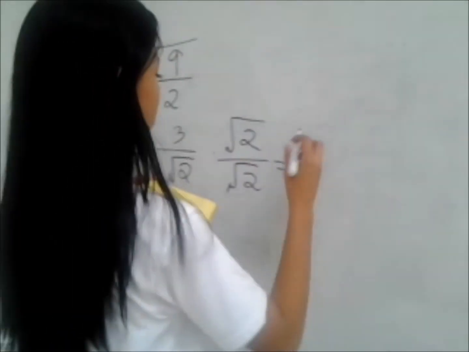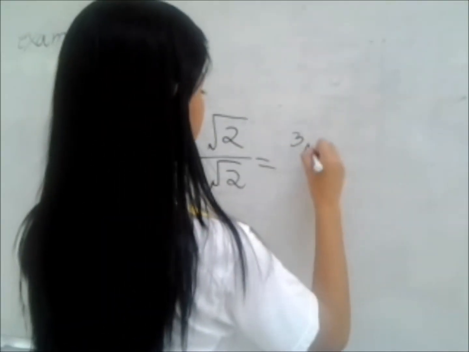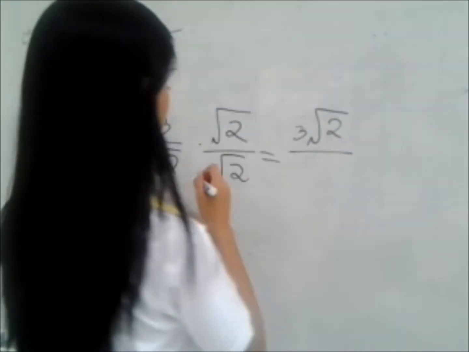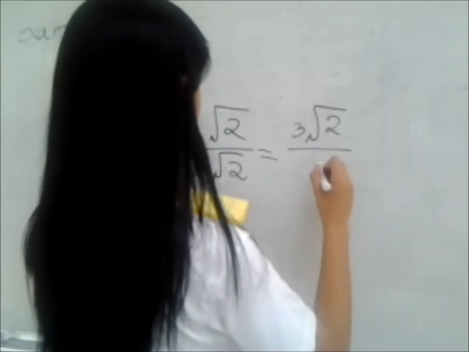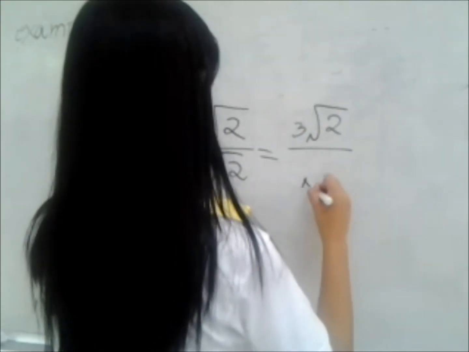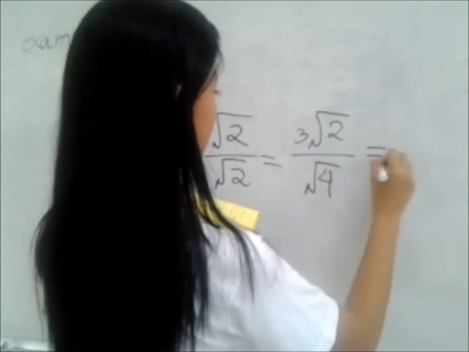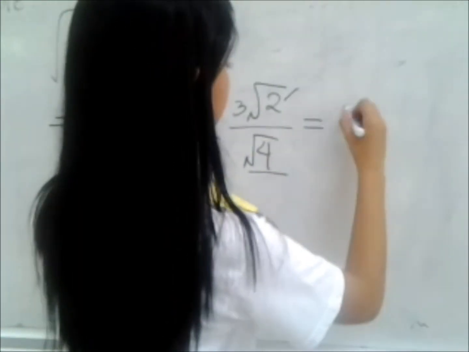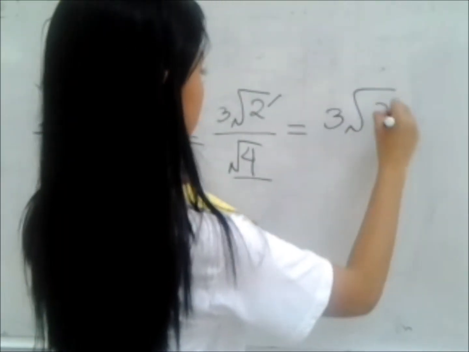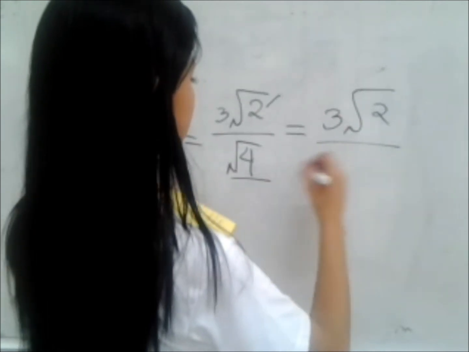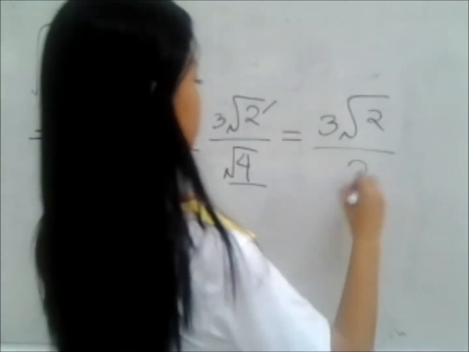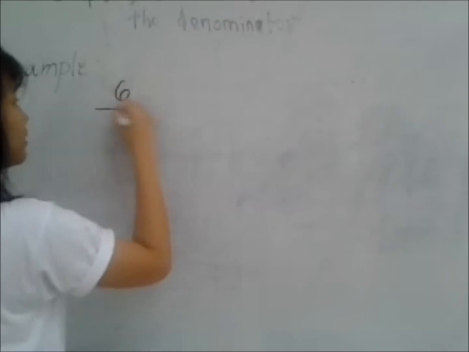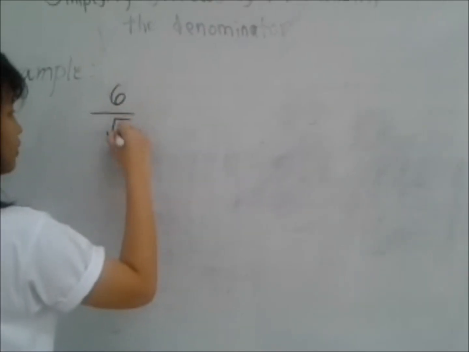3 times square root of 2 equals 3 square root of 2 times square root of 2 times square root of 2 equals 4. Tapos square root of 4. Hindi pa yan yung final answer kasi may square root pa to. Ngayon, 3 square root of 2 times square root ng 4 is 2. Ito na yung final.